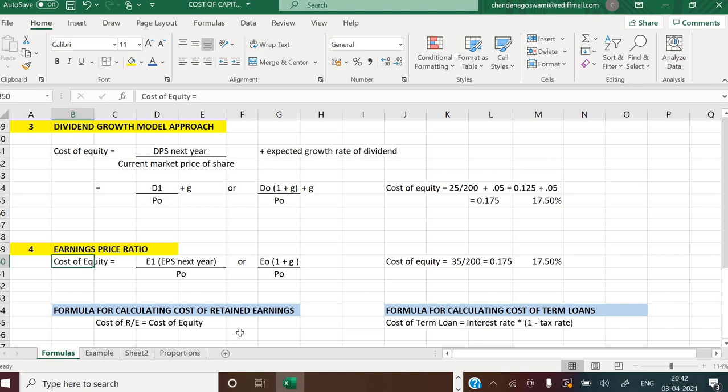So we have now understood how to calculate cost of debt, both pre-tax and post-tax. We have learned how to calculate cost of preference shares. We have understood that there are 4 different formulas for calculating cost of equity. Then we know how to calculate cost of retained earnings, and we also know how to calculate cost of term loans. So from the WACC formula, we have done only one part, that is calculating the cost. We now have to understand how the proportions are calculated.